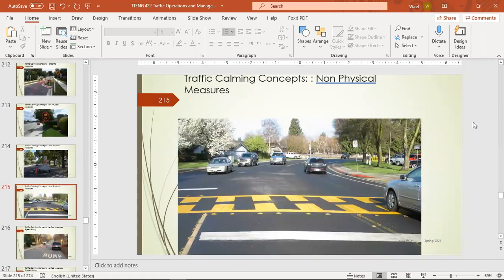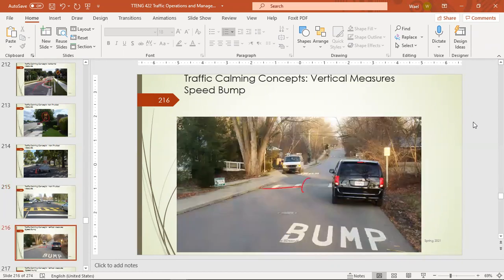Here the pavement is striping, more clear striping, for pedestrian crossing, for example. So that's an example for that. Now for the vertical measures. The vertical measures are speed bumps, similar to these.